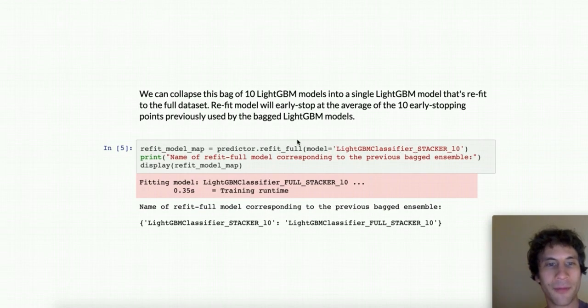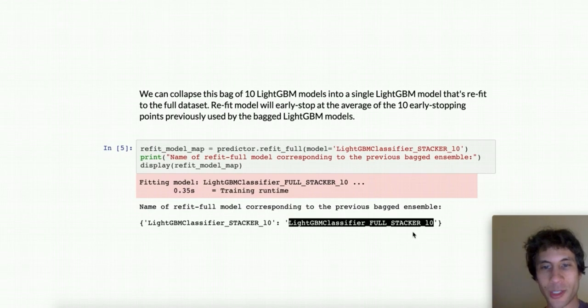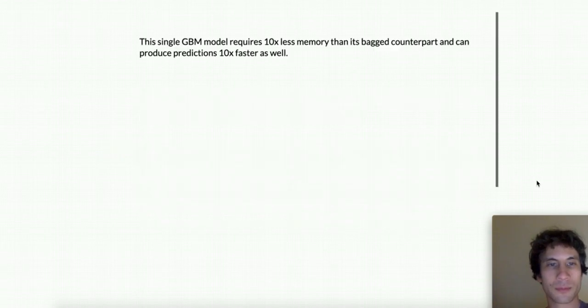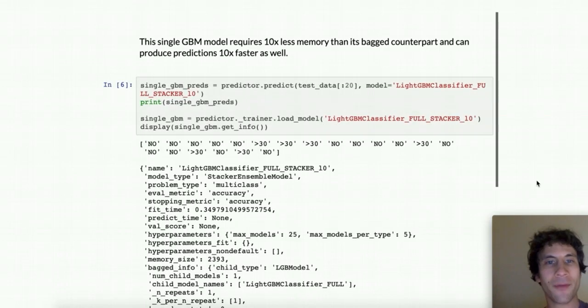Here we call refit full on this model specifically, and it will return the original name of the model. This is the bagged ensemble here, and the refit version of this model, which in this case is just a single model now. And as I said before, this model will just require 10x less memory and be able to produce predictions 10x faster, if the bagged ensemble is not parallelized.